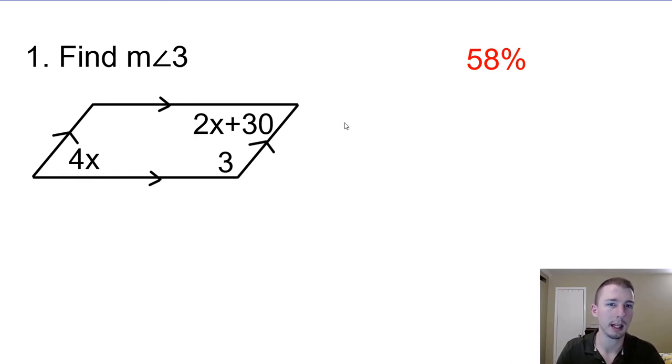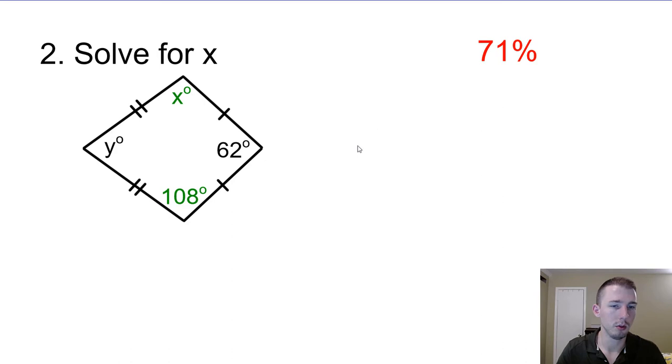The problem that I had is that most people plugged it in for angle 3. So once we get that, we get 2x is equal to 30, so x is 15. When we plug it in, we get 60. So if this is 60 degrees, angle 3 has to be 120 degrees, which is a supplement of 60. Now, a lot of people said that the measurement of angle 3 was equal to 15, but that's not true. X is equal to 15, so just be careful with that.